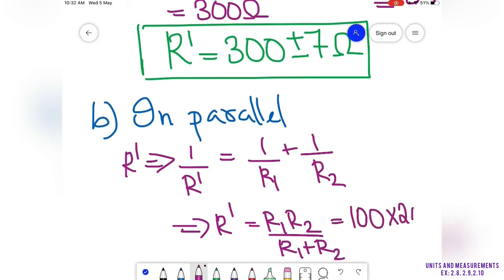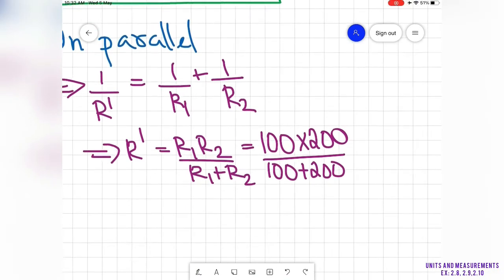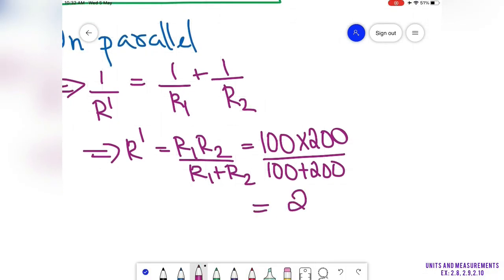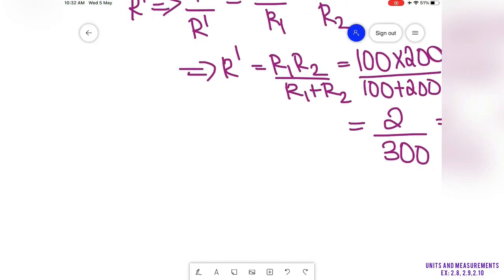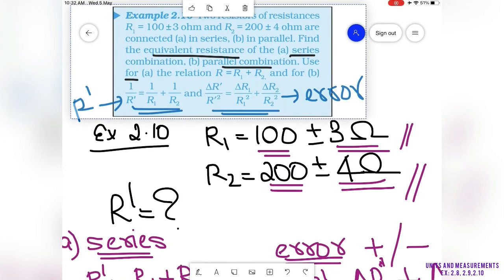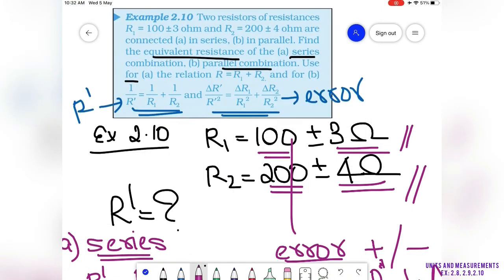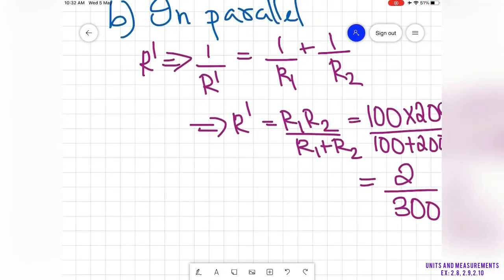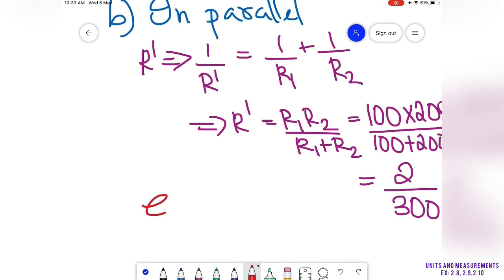Now substituting the values: 100 into 200 divided by 100 plus 200. These are the values of the resistance. So the value is 200 by 3, that will give you 66.7. Now in order to find the error, they have given us the formula. The formula is there in the question to find the error value. We just have to directly substitute the values and find the answer.